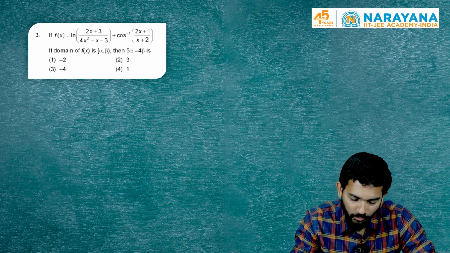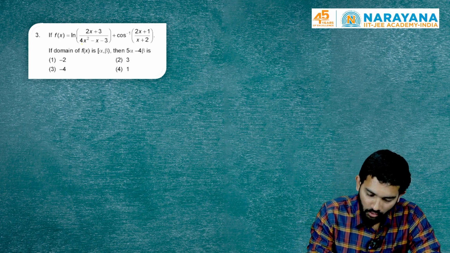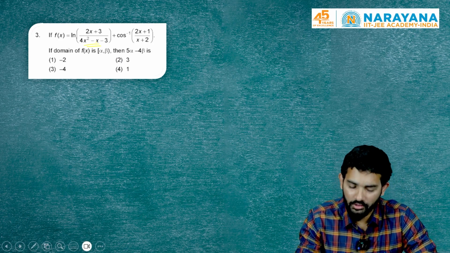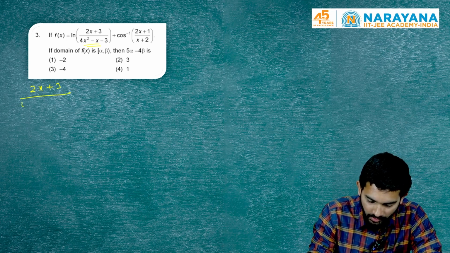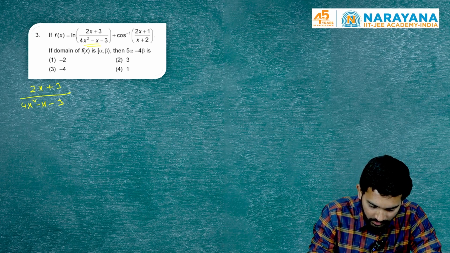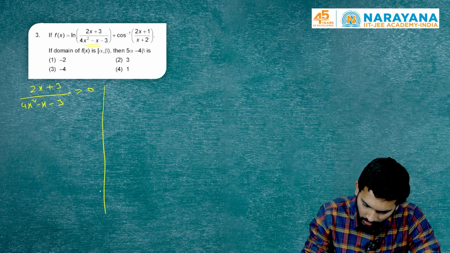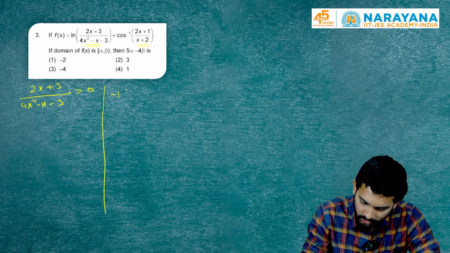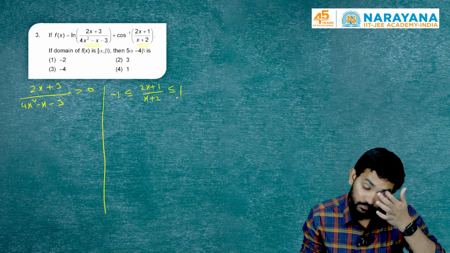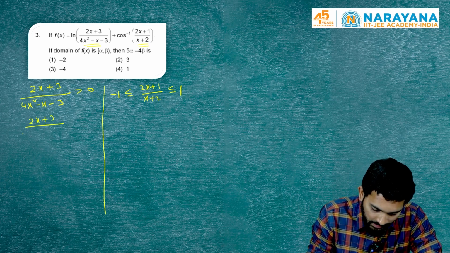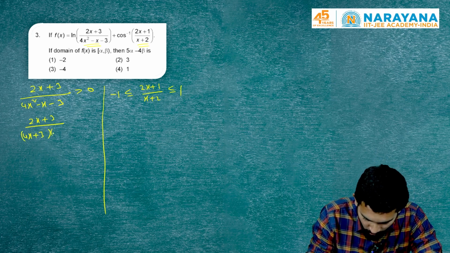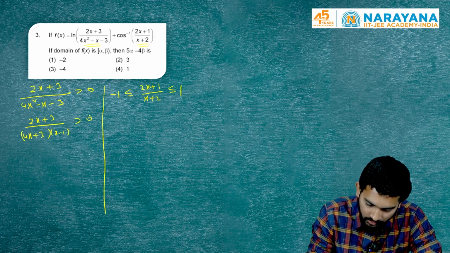Which is based on the domain of the functions. So first, if I am taking ln of this thing, whatever is there inside the ln must be greater than 0. Which means I'll get (2x plus 3) divided by (4x square minus x minus 3) greater than 0. And along with this, I have to write the domain of this cos inverse, which is minus 1 less than or equal to (2x plus 1) by (x plus 2) less than or equal to 1. So if I solve this side, it will be 2x plus 3. If I factorize the denominator, I'll get it as (4x plus 3) into (x minus 1) greater than 0.